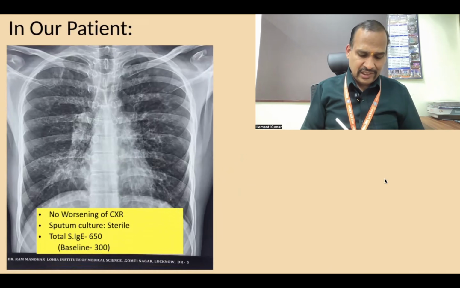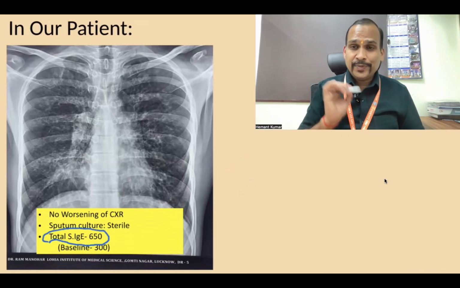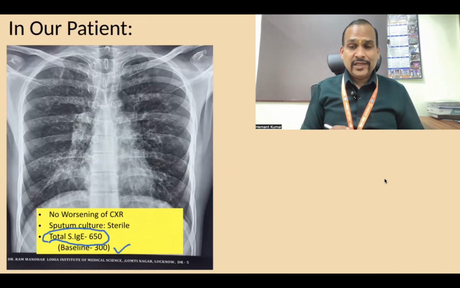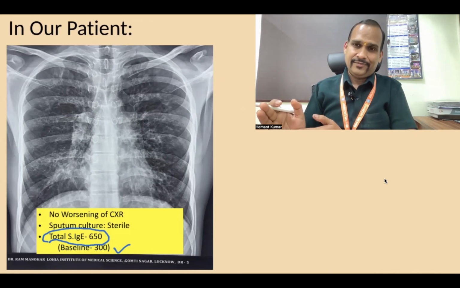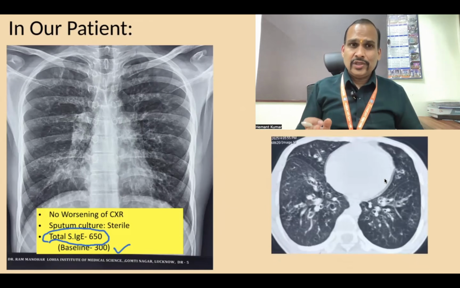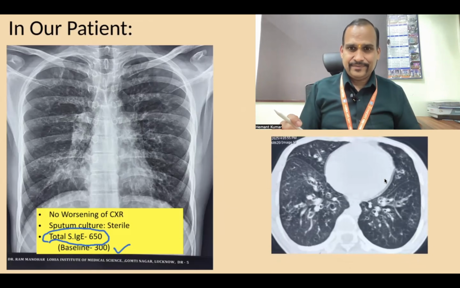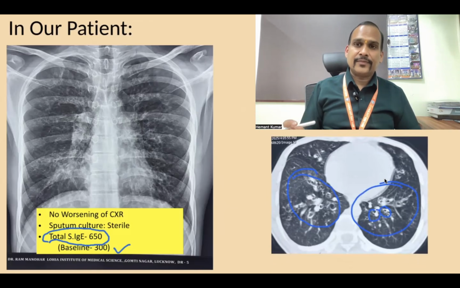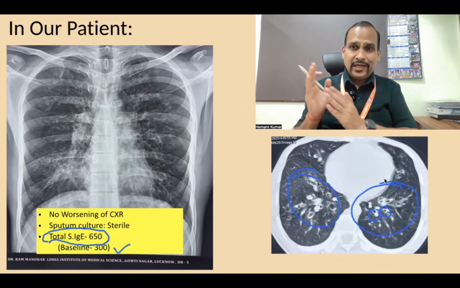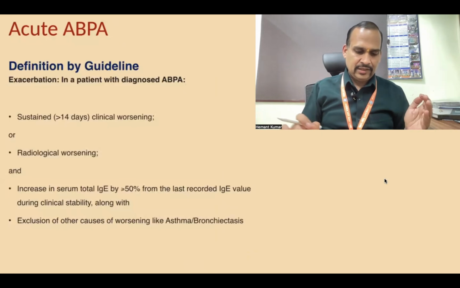But sputum was sterile and serum IgE is now 650. How much was baseline? Baseline was 300. So there is more than 50% increase in total serum IgE. It means ABPA exacerbation. Okay, so our patient Kallu is having ABPA exacerbation. If you see the CT scan, you can see bronchiectasis in the lower lobe, and if you see carefully, you can see this signet ring sign. So this patient is having ABPA exacerbation, right?